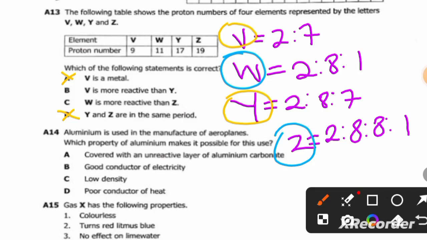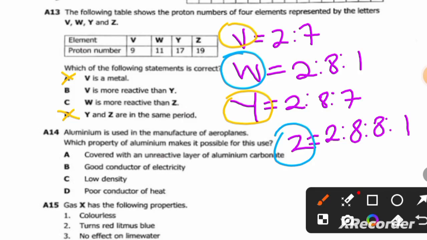Let us also consider C. V is more reactive than Z. No, W is more reactive than Z. Let's also consider B. V is more reactive than Y.